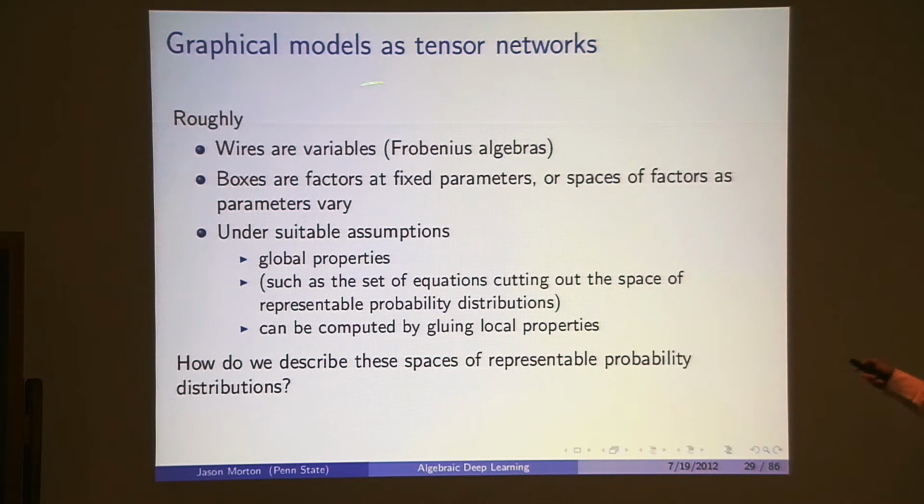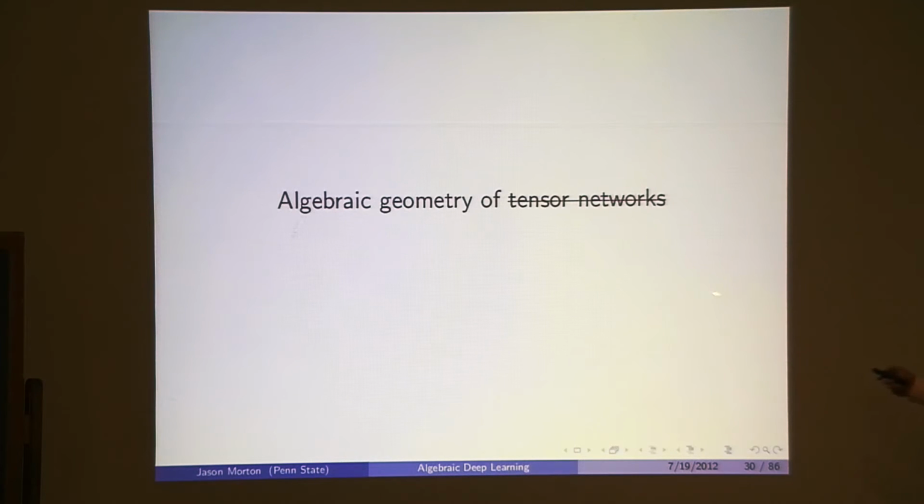How do we describe these things? We would like some kind of complete description of the space of representable probability distributions. That gets us into the last subject of today's lecture. So that was tensor networks. If I want to describe spaces of probability distributions, or spaces cut out by varieties, or images of these types of nonlinear parameterization maps, algebraic geometry is the language we have to use to describe that. So that's the last topic for today.